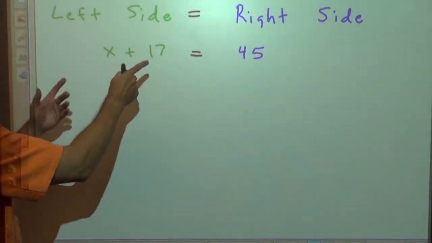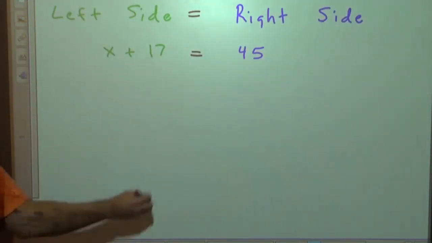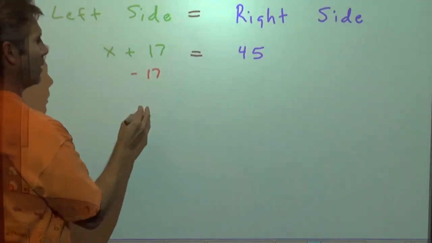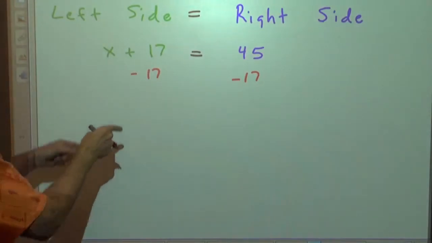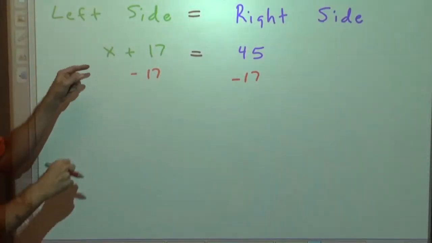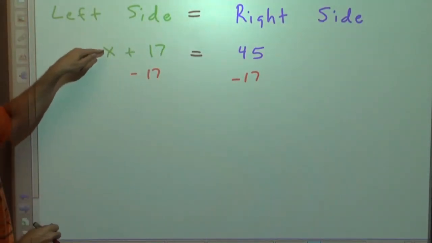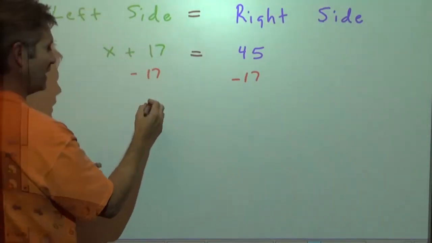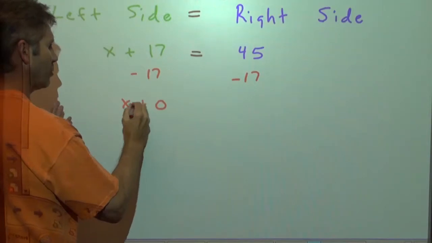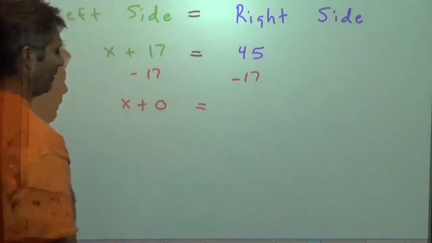So here we go. x plus 17 is equal to 45. We can show the work down below that we're subtracting 17 from the left side and 17 from the right side. Why did we do this? Now, you can't take 17 away from the x. It only combines with the like term. 17 minus 17 is 0, so you are left with x plus 0 on the left side of the equation.